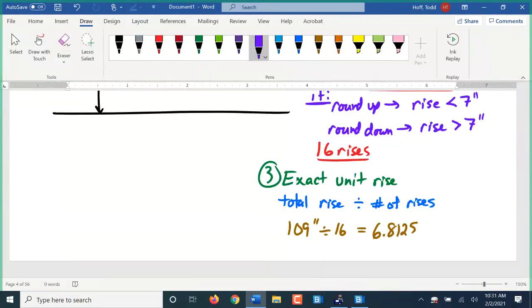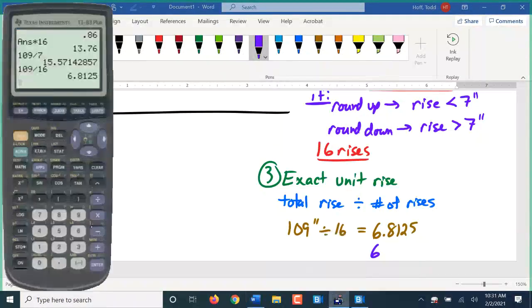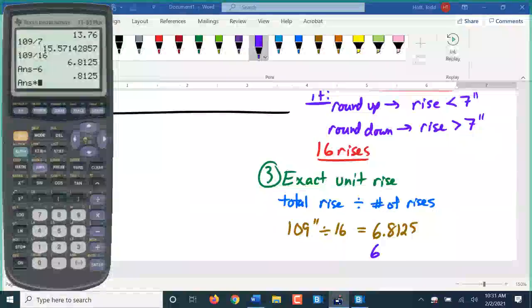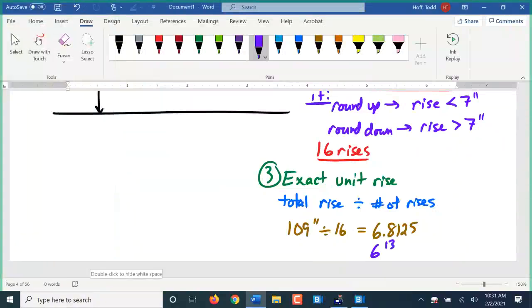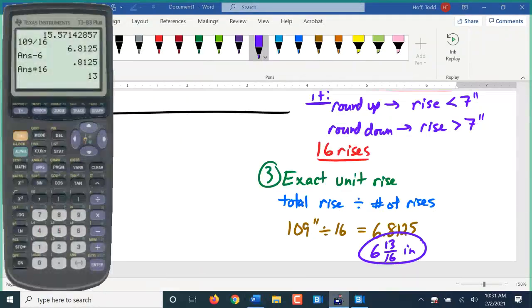Those of you that don't recognize that as 13/16, that's 6 inches. Take off the 6, take the 0.8125 times 16, we get 13/16. That means each rise is 6 and 13/16 inches. Now in this case, that came out to exactly 13/16, which is wonderful. Makes life a lot easier when it does that. But sometimes it'll be rounded.